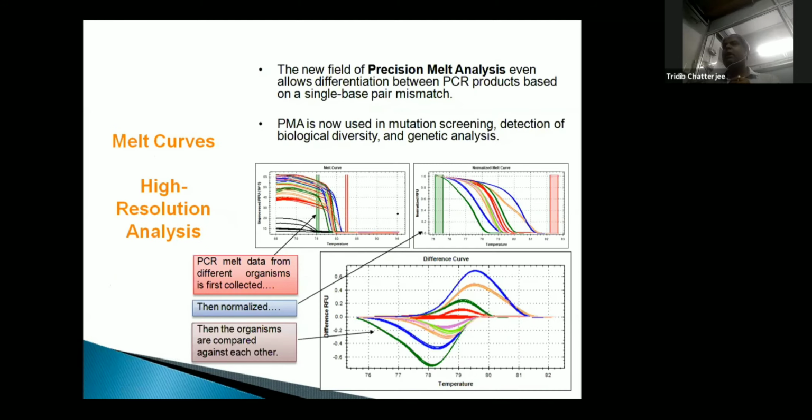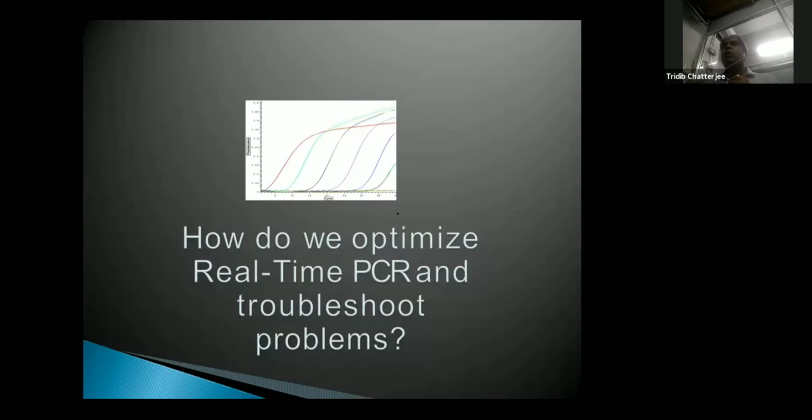Now, high-resolution melt curve data for different organisms is collected, then the data is normalized, then it is compared with each other, and then we can know what different organisms are present. Now, how to optimize the real-time PCR data and troubleshoot problems?